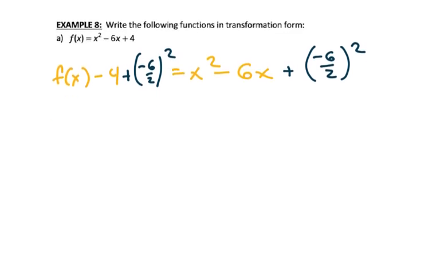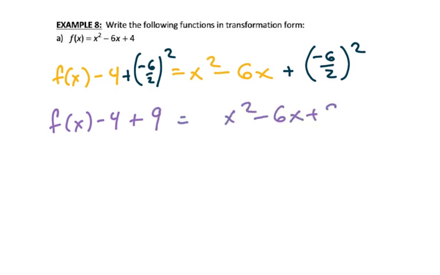So this is going to give me f of x minus 4. So what's negative 6 divided by 2 is negative 3. Negative 3 squared is 9. It's going to equal x squared minus 6x plus 9. And this will clean up to f of x plus 5.